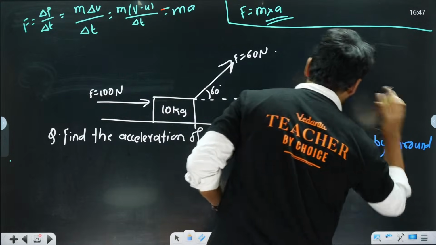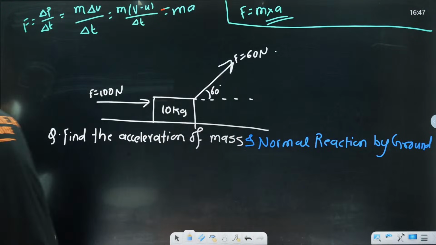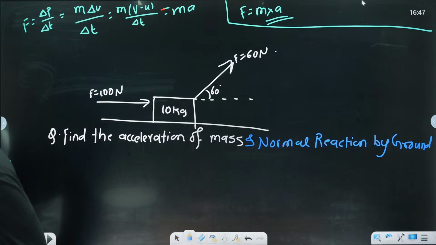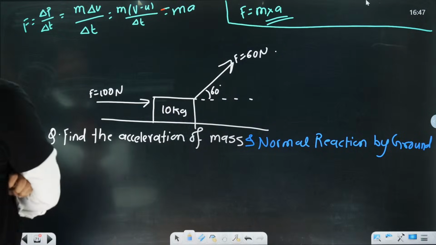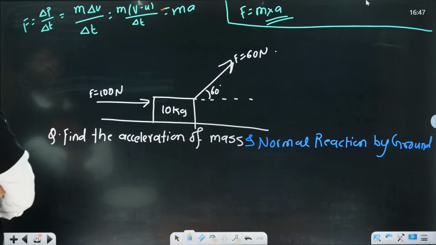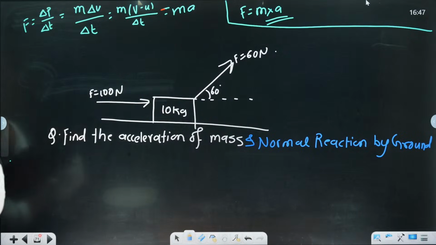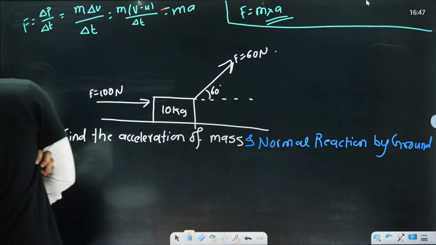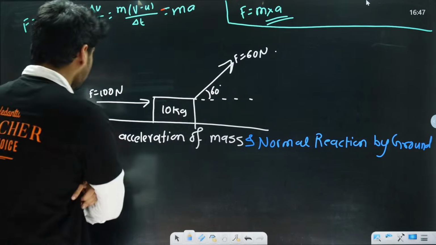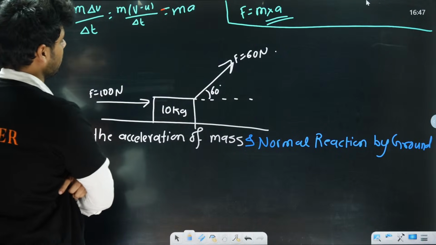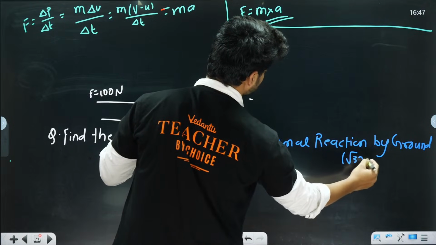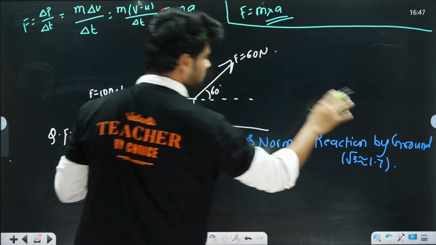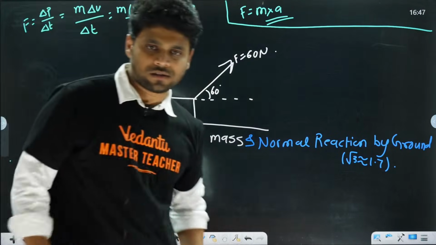Very good questions, actually. Acceleration 20? What about normal reaction? Not 20. How 20? No, acceleration is not 20. Okay, normal reaction is required. Approximately, take the value: √3 is approximately equal to 1.7. This will be required. Next, tell me.